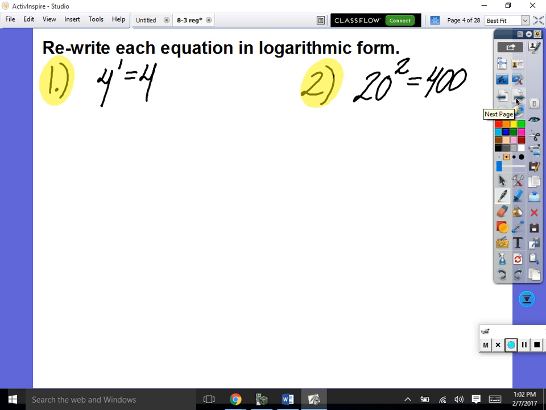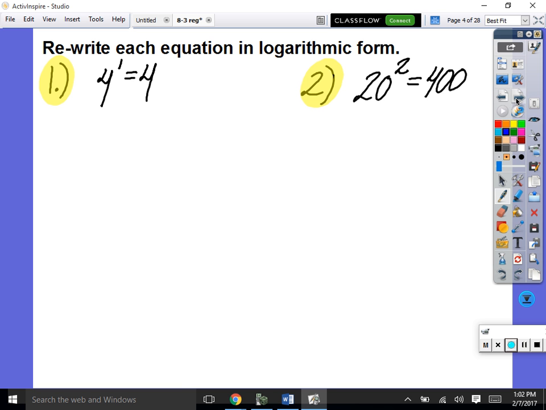Okay, here we go. Number 1 on the worksheet. It says, rewrite each equation in logarithmic form. So I want you to notice something. We're not solving for anything. Isn't this a true statement? 4 to the first power equals 4. Yep. So right now, all we're doing is just rewriting it in the correct logarithmic form.